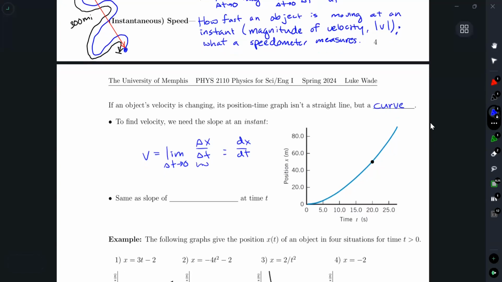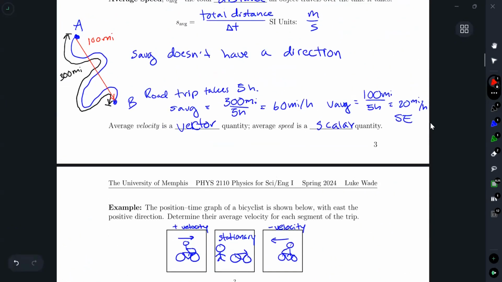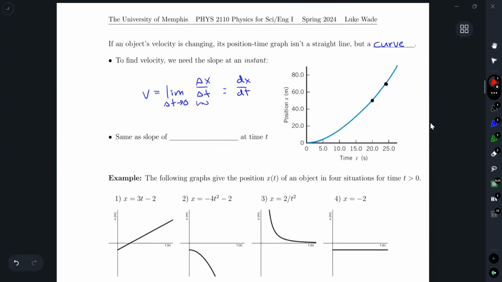So on the graph, what is that right there? Delta x over delta t. At the end of all of this, how fast I'm going right at 20 seconds. But I could start by saying, well, what is my average velocity from 20 to 25 seconds? What would that be on my graph? It's the slope. It's the slope, yeah.